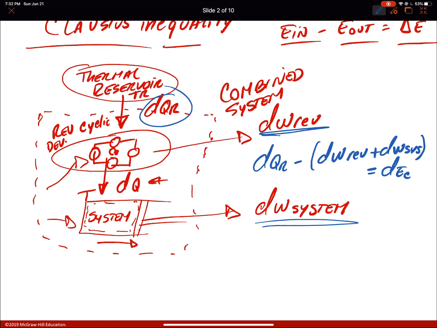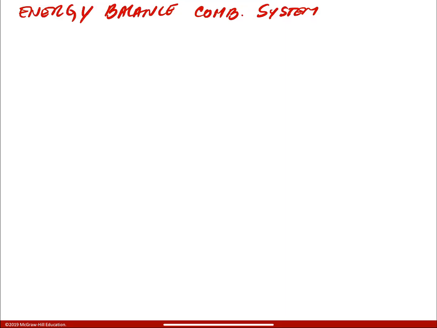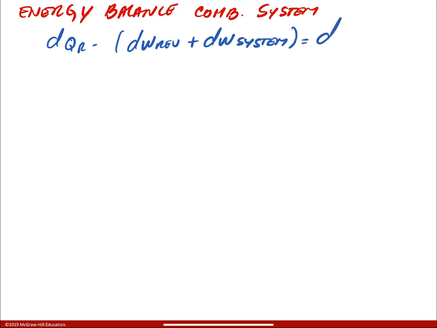If I want to rewrite this a little bit more, I can move into the next slide. And I'm going to write the equation again: differential of QR minus the differential of the work of the reversible cycle plus the differential of the work of the system equals a differential of the energy of the combined system. And let's just rewrite this a little bit more. I'm going to call this differential of work of the reversible plus the differential of the work of the system, I'm going to recall it as differential of the work of the combined system.